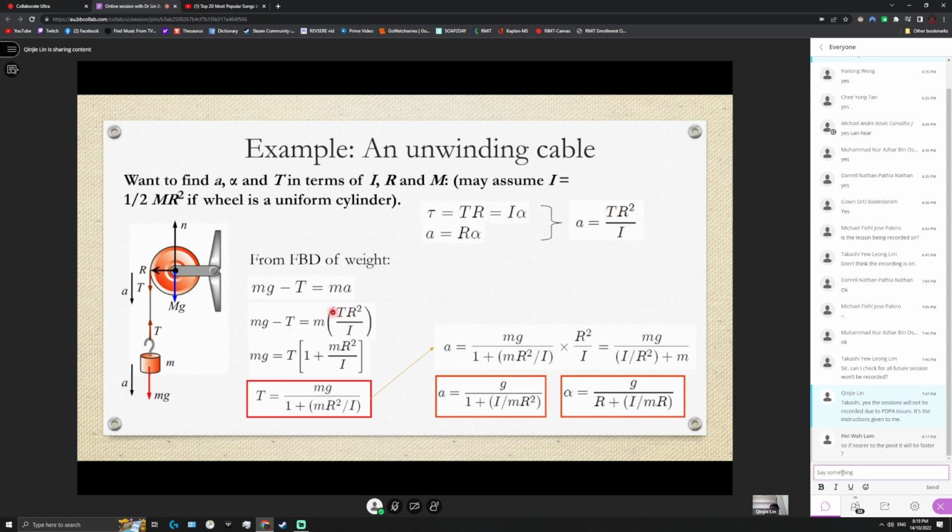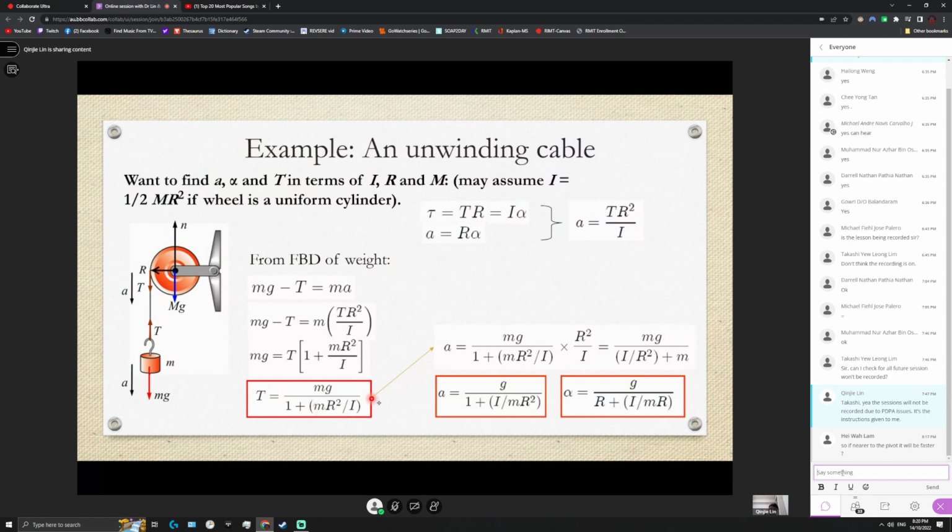Okay, so you're going to replace that a with tr squared over I, and then there's 2t here, right? You make that the subject and solve for the expression. You'll be able to find an expression for the tension in terms of I, R, and M.